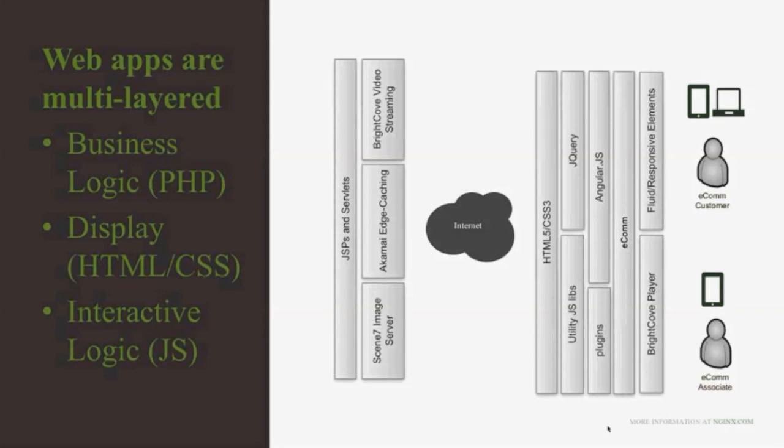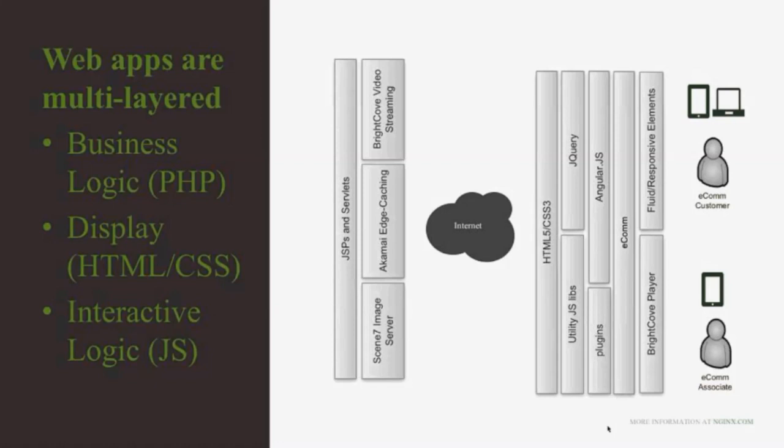Web applications, unlike many other types of applications, are actually multi-layered. You typically have business logic in some sort of dynamic page system like PHP. You have display logic in your HTML and CSS, and you have interactive logic in your JavaScript. But the systems are not seamlessly separated. They very much overlap and interact with each other. And so, as you can see in the diagram on the left, there are many aspects to making the web application work effectively.